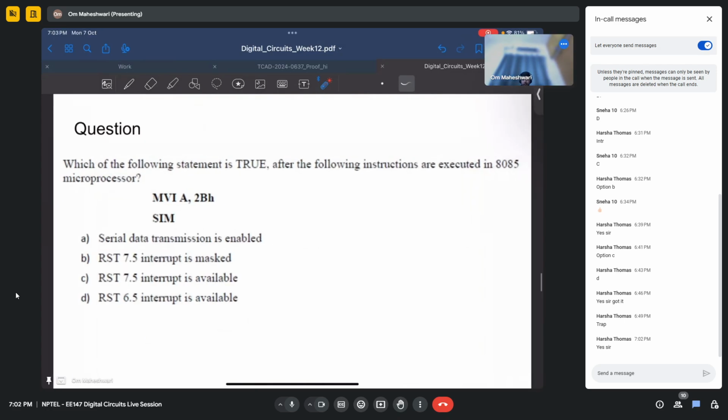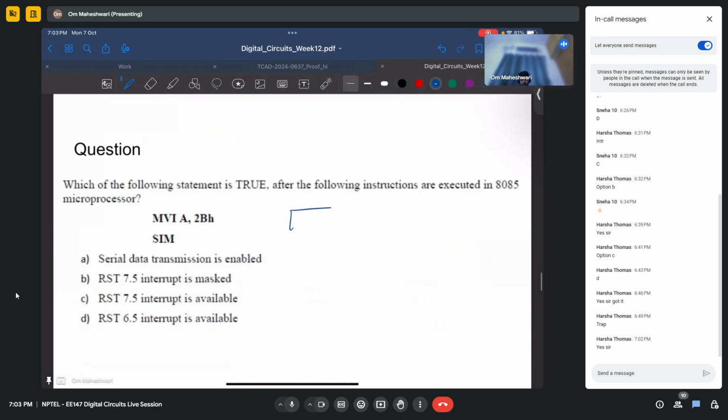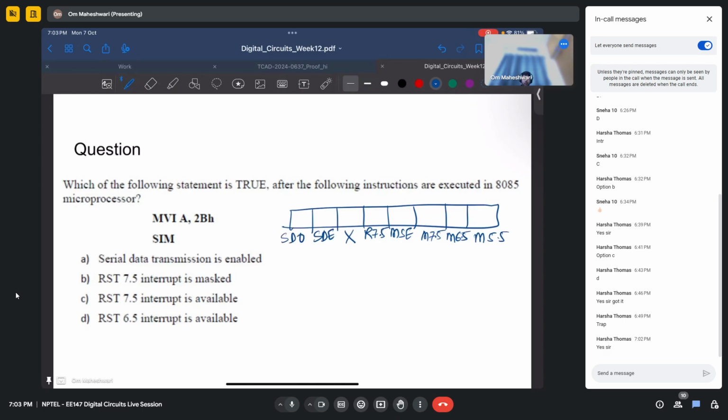Here is a similar question. Which of the following statements is true after the following instructions are executed in the microprocessor? You first send something in A and then SIM. So, to attempt this, I'll write what the accumulator bits mean again. This is M5.5, M6.5, M7.5. This is mask enable, reset 7.5 flip flop. This means nothing. This is serial data enable, serial data out. So with this reference of accumulator, attempt this question.